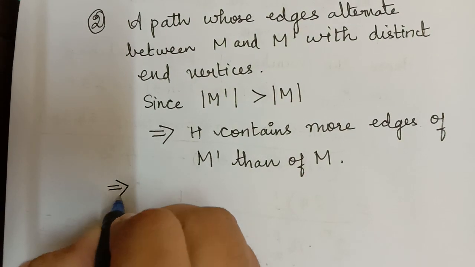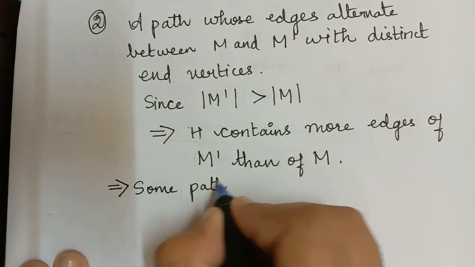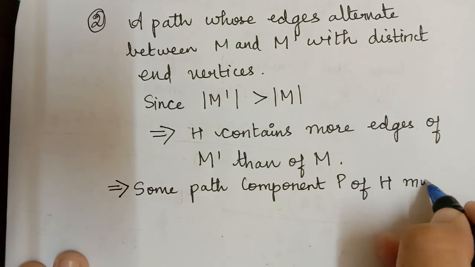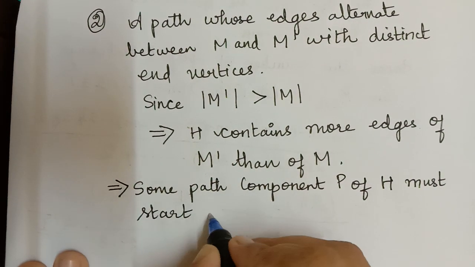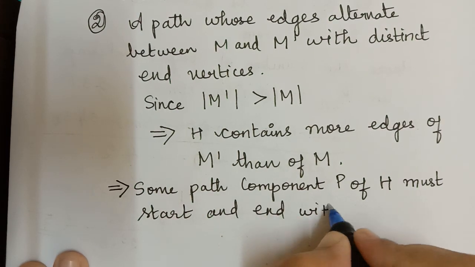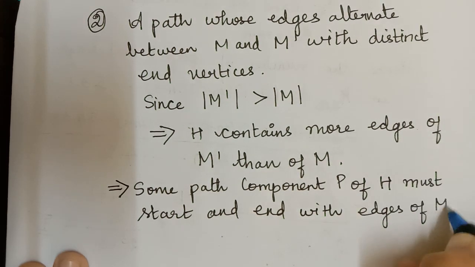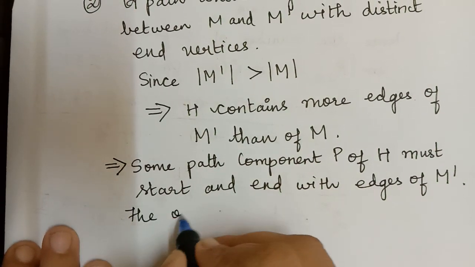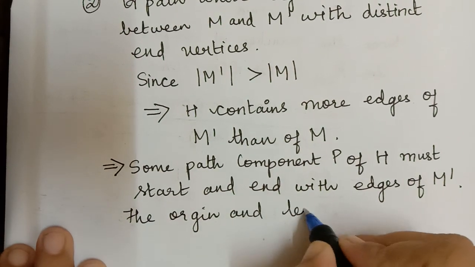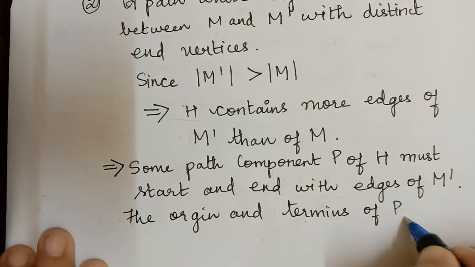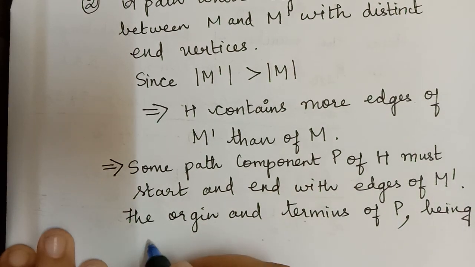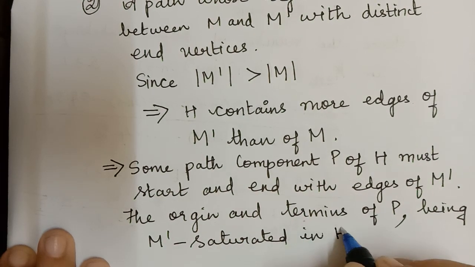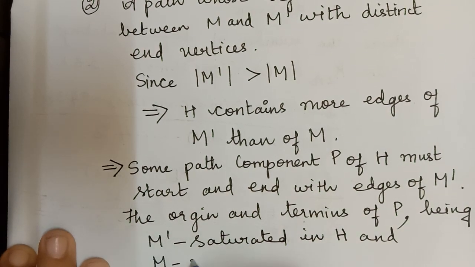This implies that some path component P of H must start and end with edges of M dash. So what will happen? The origin and terminus of the path P, being M dash saturated, will become M dash saturated in H, and it will be M unsaturated in G.